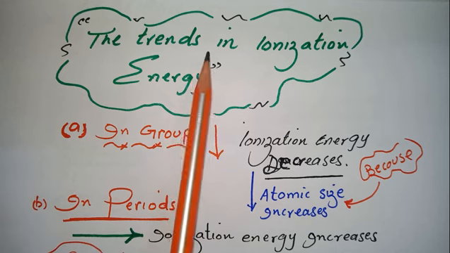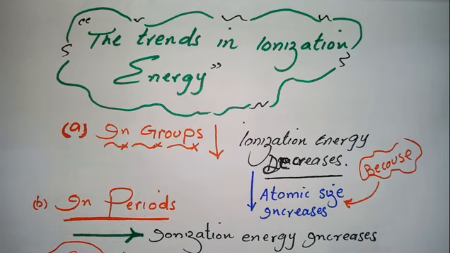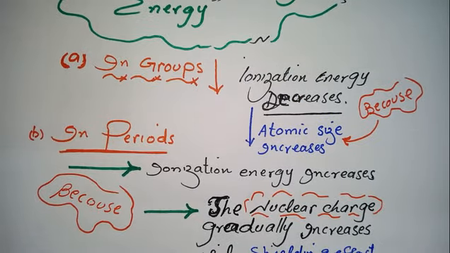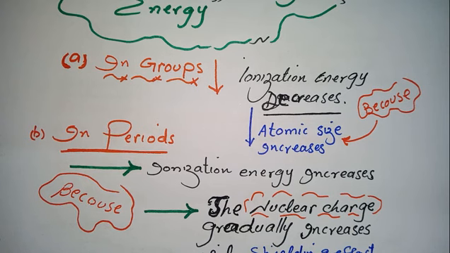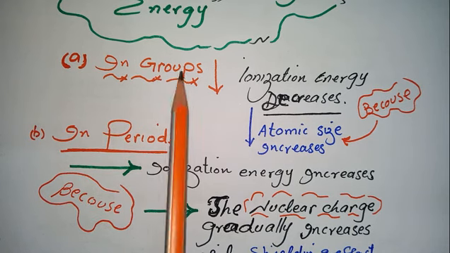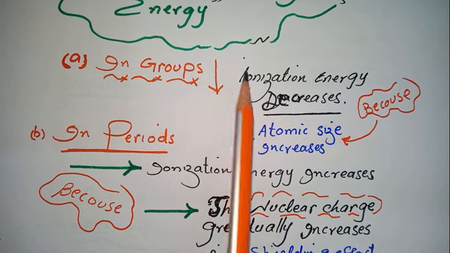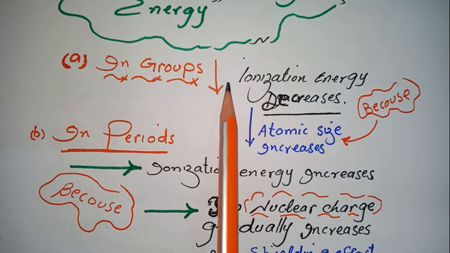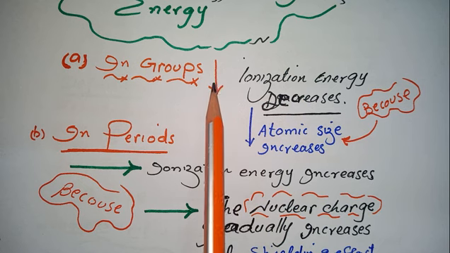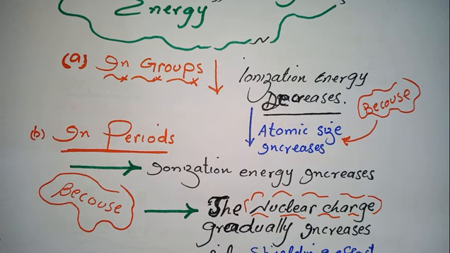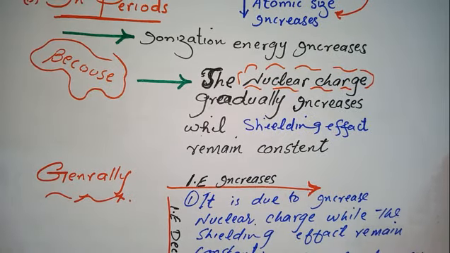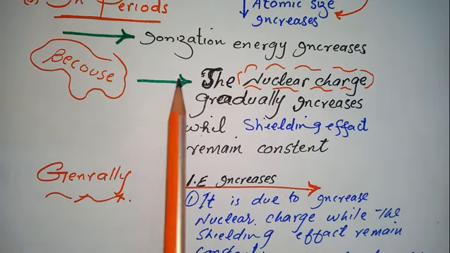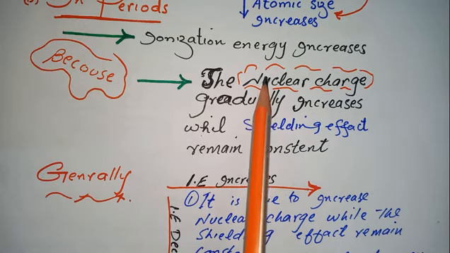Now, what are the trends in ionization energy? It means what happens to ionization energy in the periodic table when we move from left to right in a period or from top to bottom in a group. Generally speaking, ionization energy in groups decreases from top to bottom. It means that in a particular group, as we move from top to bottom, the ionization energy will decrease. Similarly, in a period, the ionization energy increases from left to right. In a particular period, if we move from left to right, the ionization energy will increase.